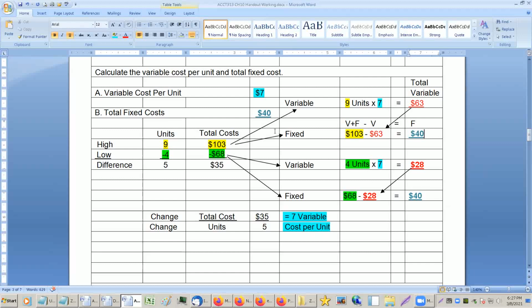So those are ones you can actually check your answer. And again, they might be off a little bit, but you should be close to it.